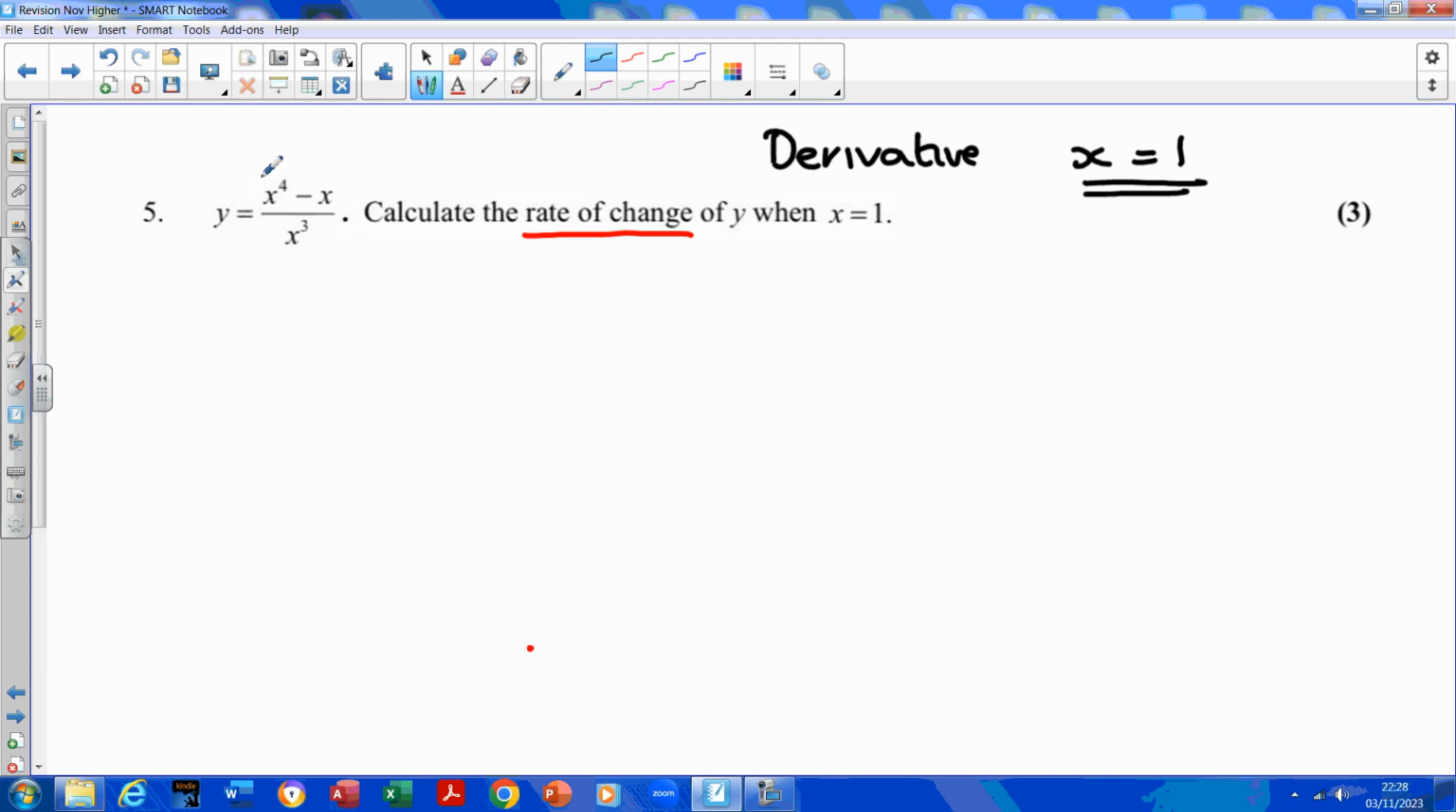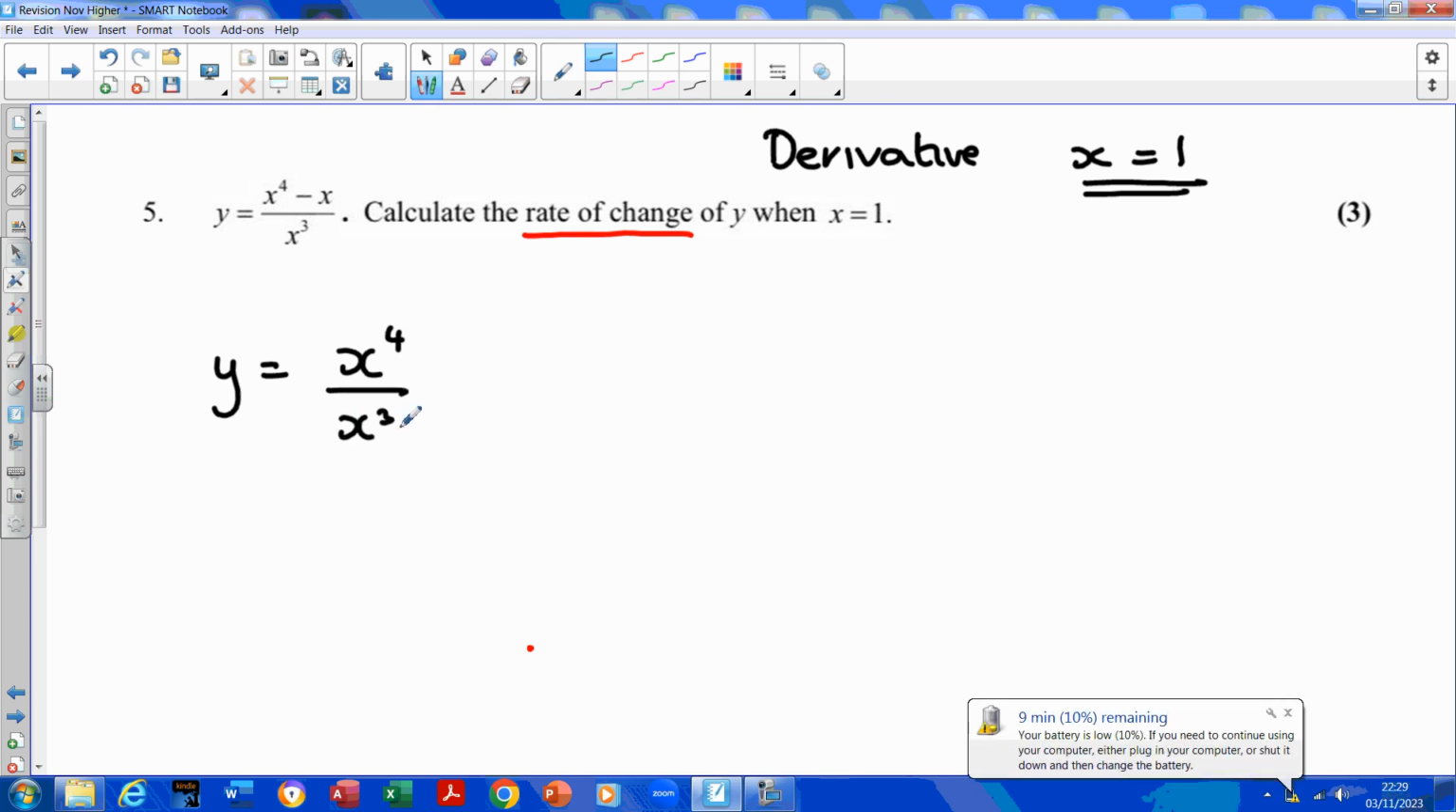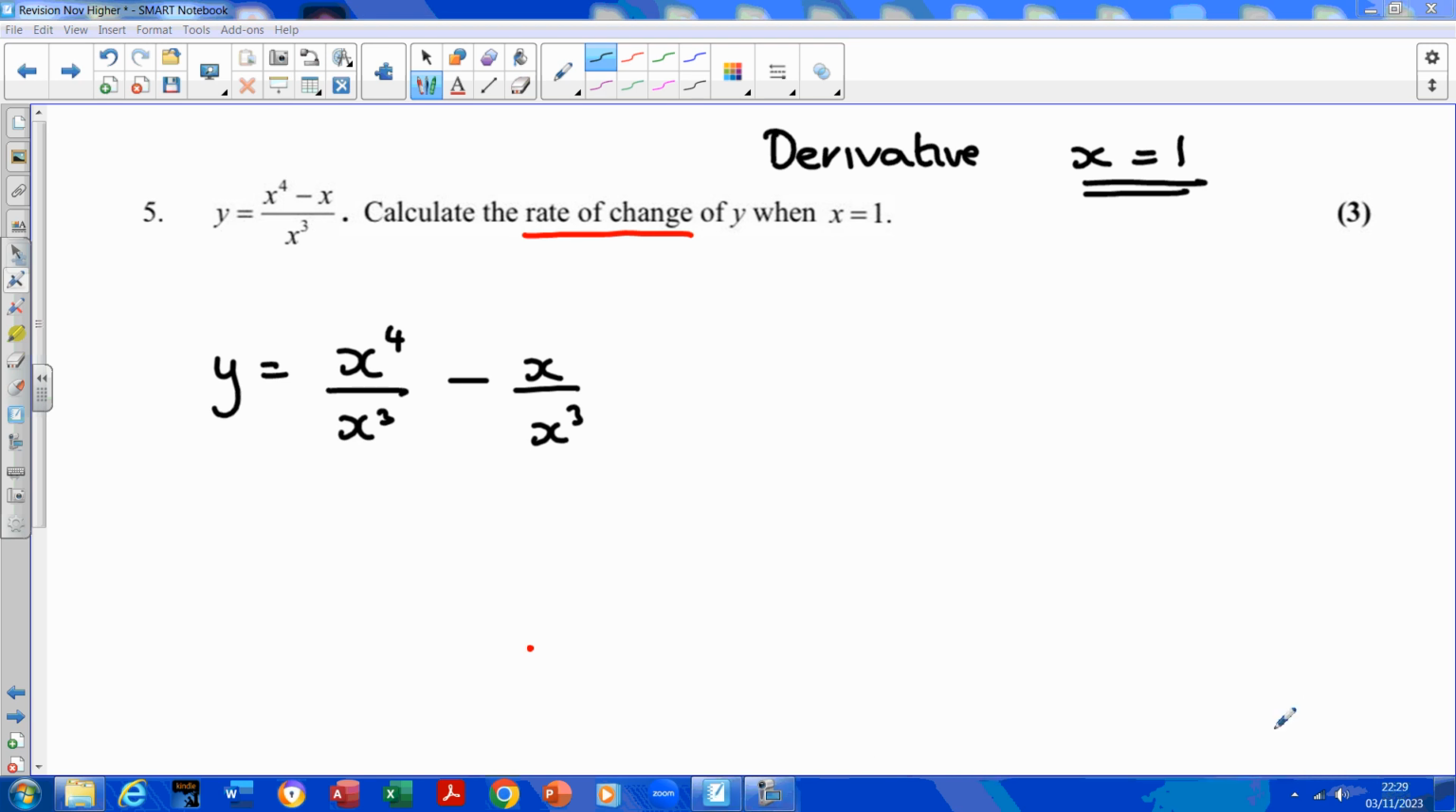Now we need to prepare that because that's not prepared. Now I'm seeing a string of things there all over a value. So the keyword for that is split. So I've got x to the power of 4 divided by x to the power of 3. And I've got minus x over x to the power of 3. Now we've got to work that out.